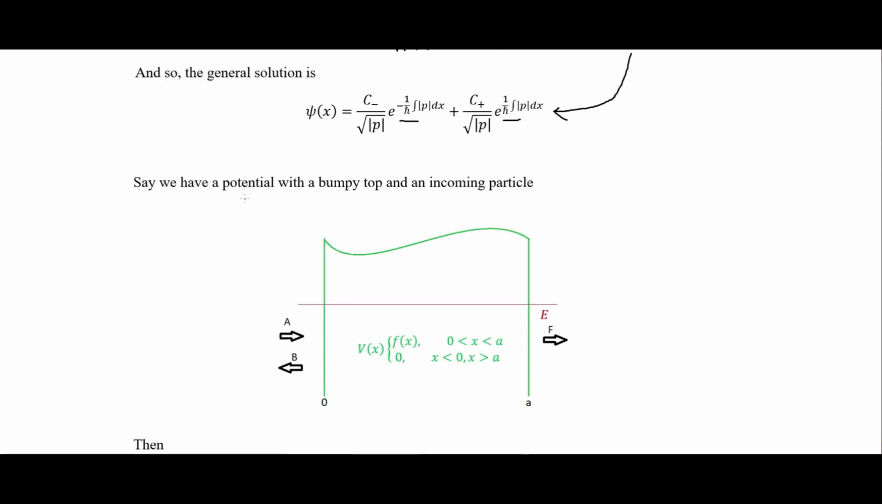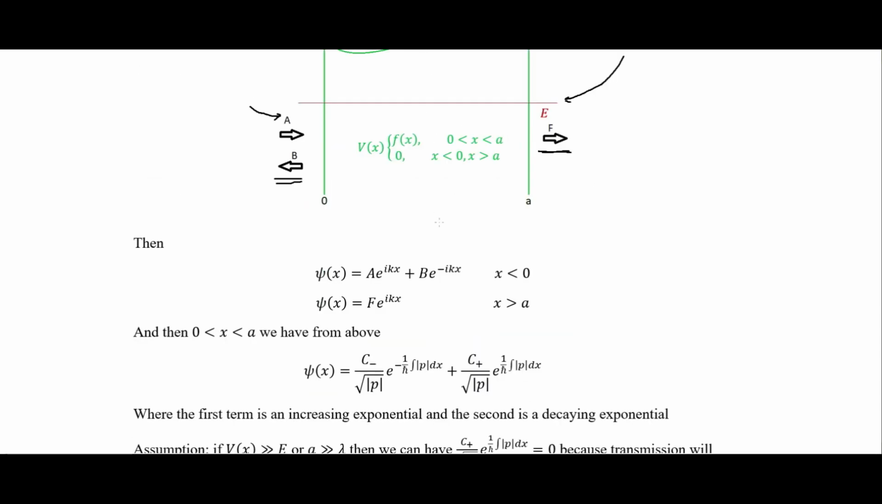Say we have a potential with a bumpy top that looks like this, and the potential here is greater than our energy down here. Then when we have a particle coming in, this particle A, it can either get scattered or reflected like this, or it can transmit through like this. So we have this scattering here, or we have this transmission through our potential.